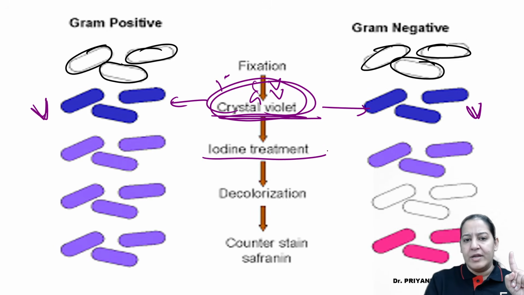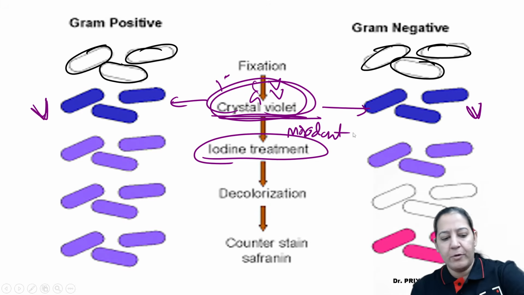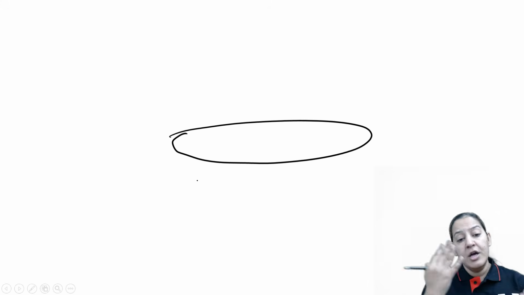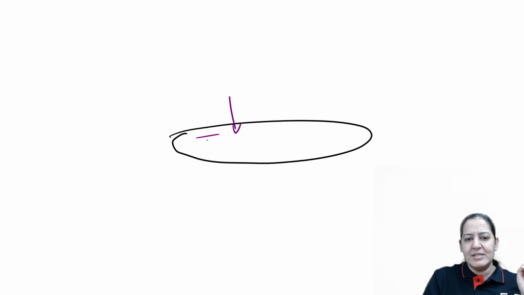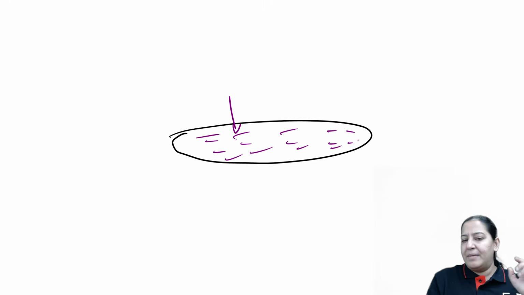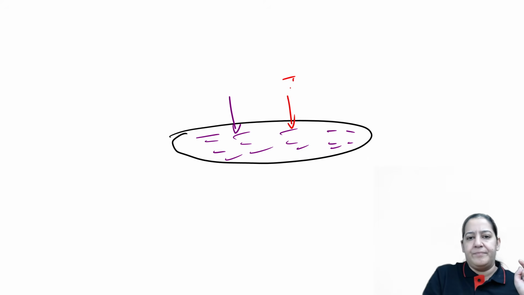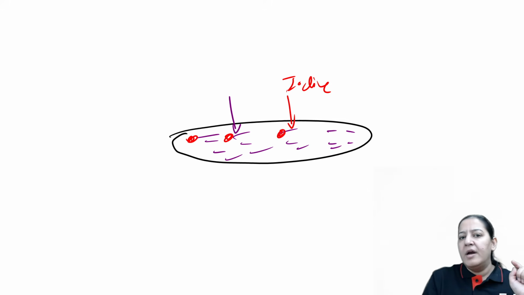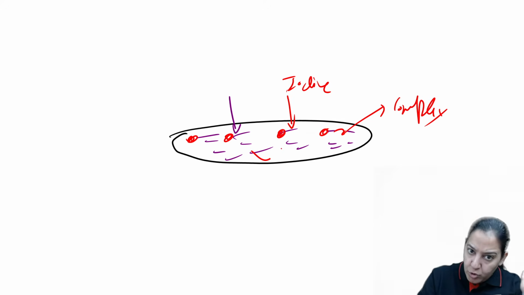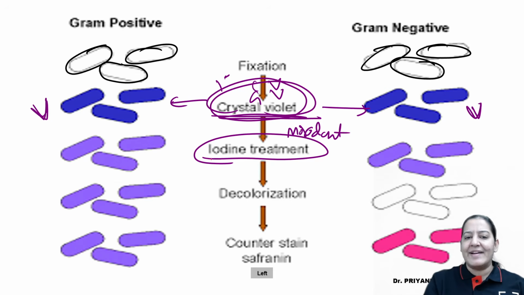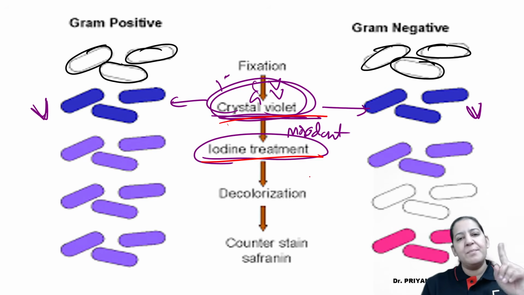Now you are applying iodine, which is acting as a mordant. What is the meaning of mordant? Listen, this is a transparent bacteria. Any transparent bacteria. You are applying the primary stain, so the primary stain, the violet stain, is going inside. Now you are applying mordant. Iodine is acting as a mordant. So iodine will also go inside and it will form a bond. It will form a complex with the primary stain, so the primary stain does not leak out. So mordant is something that prevents the primary stain from leaking out. That is the meaning of mordant.